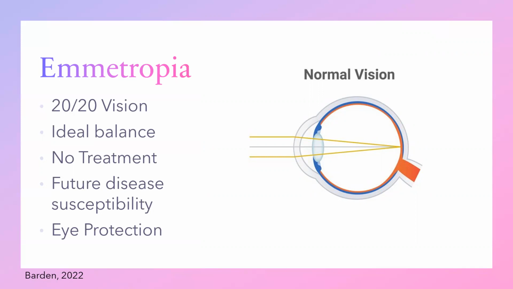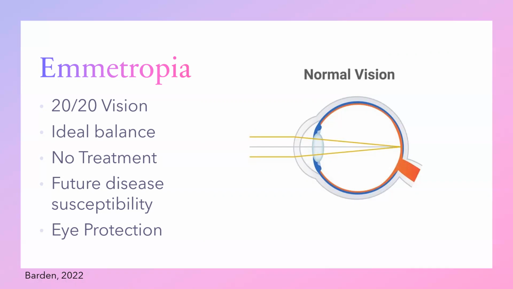This type of vision is caused by a balance in the length of the eye and the optical power, which can be seen in this picture. The light refracts to the retina in the back of the eye. Since people with emmetropia have clear vision, there's no treatment needed.